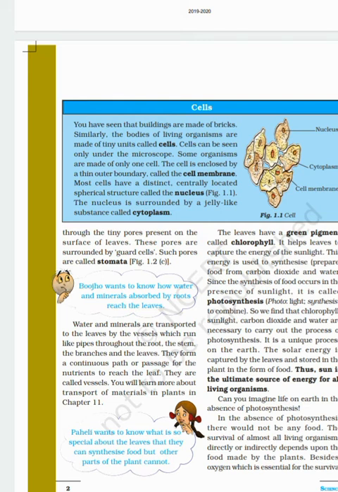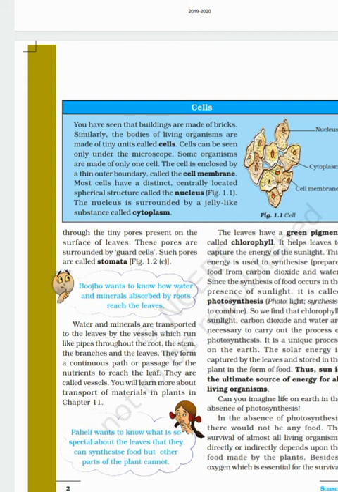How does it occur? First, carbon dioxide is taken in through tiny pores on the leaves called stomata, as I have said. Water and minerals that are required for the process are transported to the leaves from the roots through the stem. Chlorophyll helps the leaves use the energy from the sunlight to prepare food using the carbon dioxide, water and minerals. Oxygen is released as a byproduct of this process.